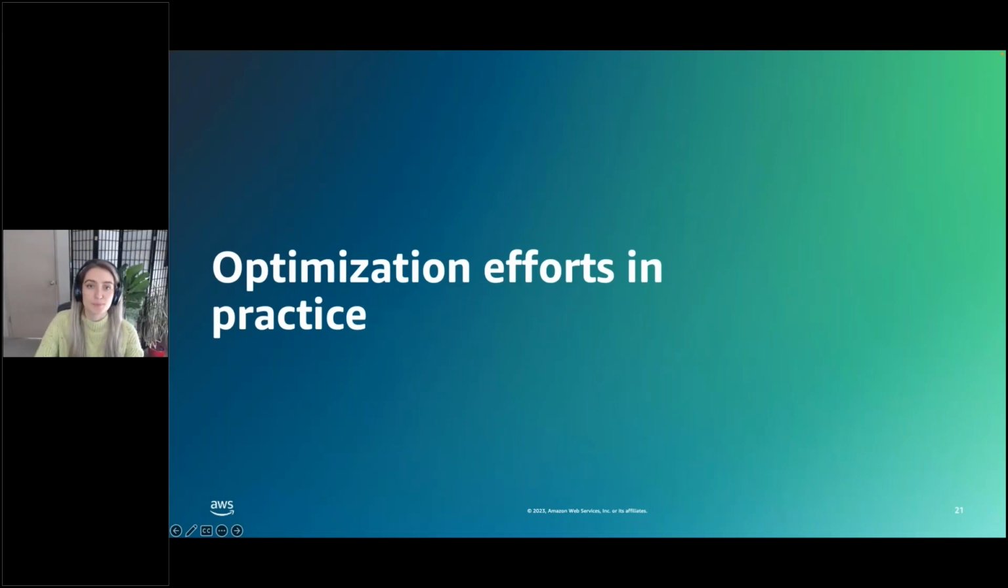All right. So we've talked a little bit about the foundations that you need to have within your organization to get started on these things and to make sure that you have the tools you need to monitor your spend, understand your spend, and really track the progress. But what do some of these optimization efforts actually look like in practice, and what are some of the things that we've seen our customers be successful with?